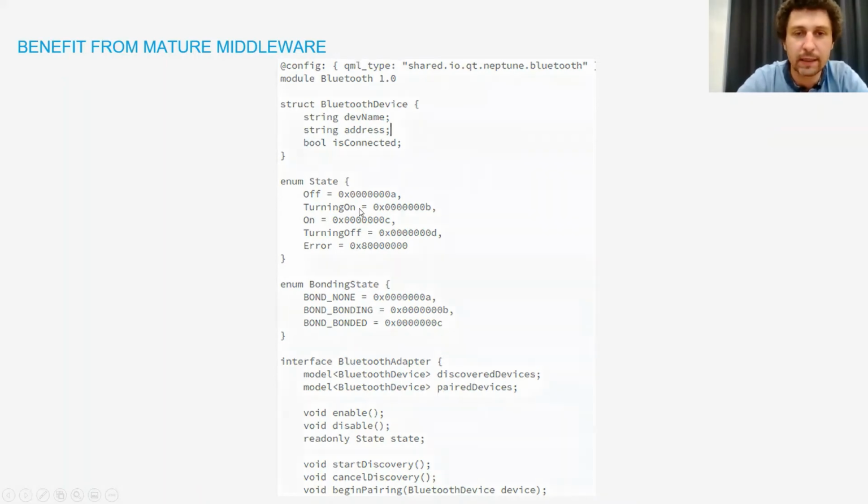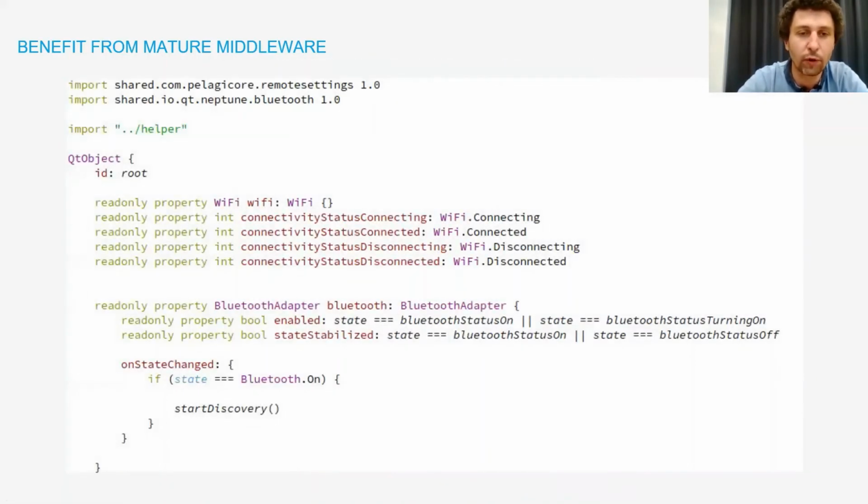So let's take a look at how I can use the generated code. I can easily start with the import, and I can instantiate the interface instance. And I can, for example, whenever the Bluetooth state changes and the Bluetooth is on, start the discovery, which is another method of this Bluetooth adapter. At this point, I'm not interested in the implementation details because it's simply about the QML.